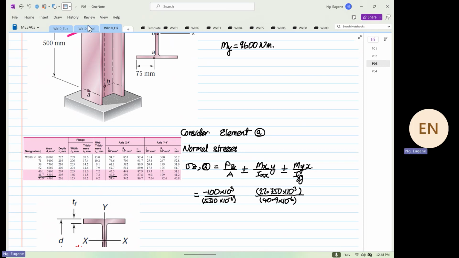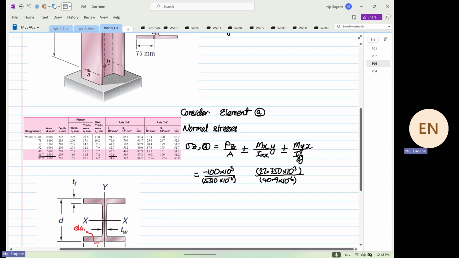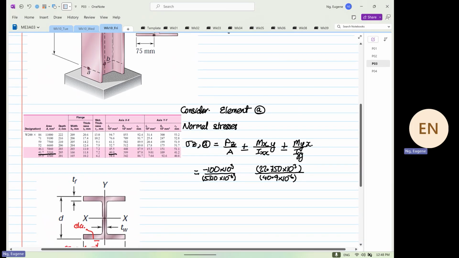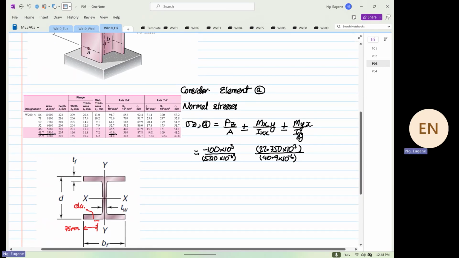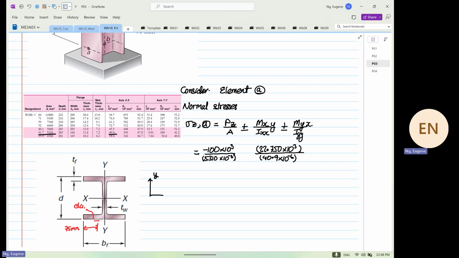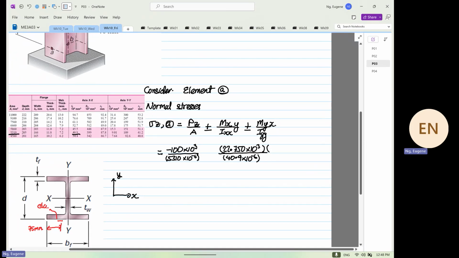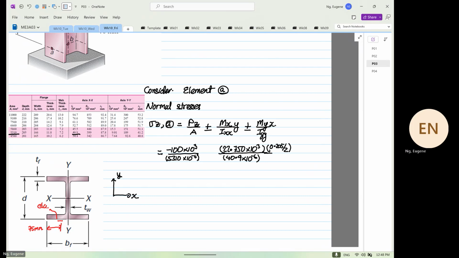Then we have to look at the y distance. This is where a lot of mistakes are made. This direction is the y distance, and this direction is the x distance. The y distance is parallel to D, so it's equal to 0.25 divided by 2.